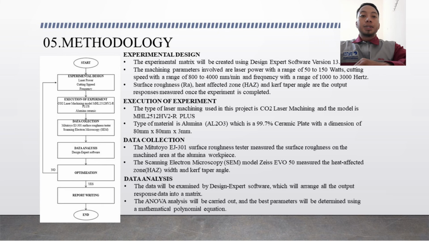For the data collection, the Mitutoyo EJ-301 surface roundness tester measures the surface roundness on the machining area of the alumina workpiece. And the scanning electron microscope, model ZEISS EVO 50, measures the heat affected zone and kerf taper angle.